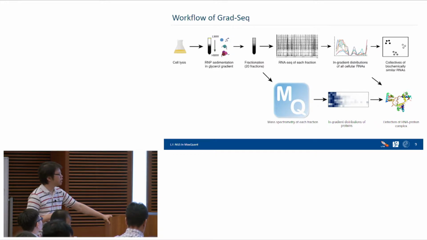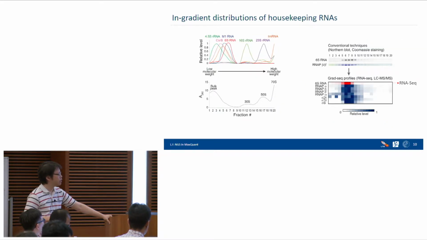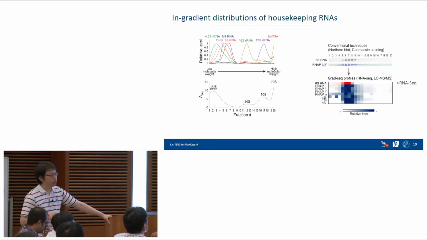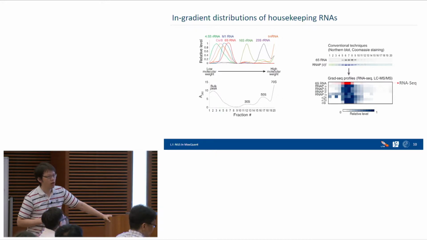So they take 20 fractions from the tube, and then for every fraction they go for single RNA sequencing or for proteomics. Based on the analysis, we can get the gradient distribution at the RNA level and protein level. And then basically we can compare both of them to get correlation coefficients, then we can really know which protein or RNA interact. So there are some examples. You can see the gradient distribution at the RNA level, and then this is the gradient distribution at the protein level. They use housekeeping genes as a benchmark.